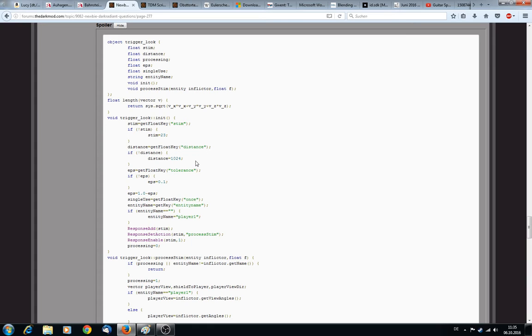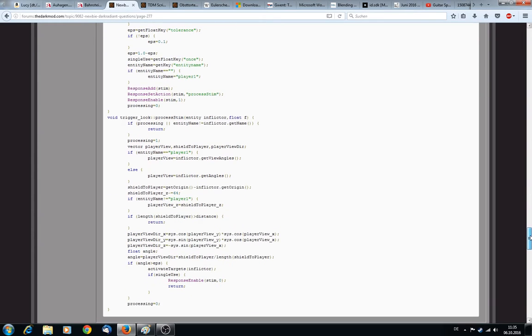Because if you want something to get activated by the player looking at it, then the player should somehow notice that he's looking at it. So he has to be close enough. He should not be on the other side of the map. Because the script does not take into consideration any objects which might block the view of the player.